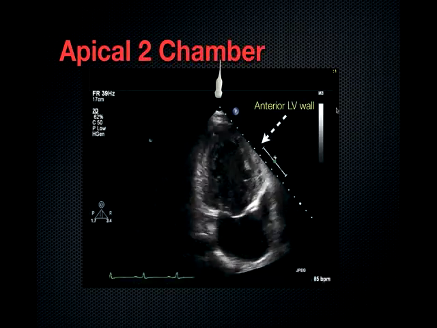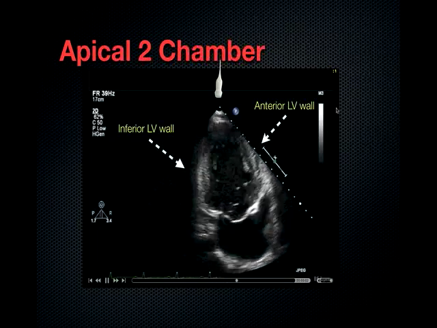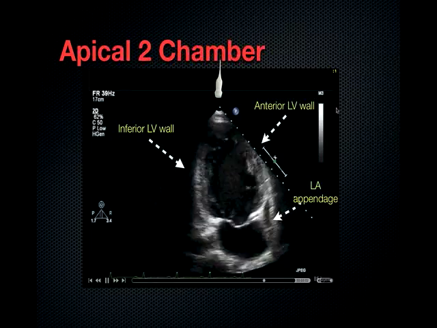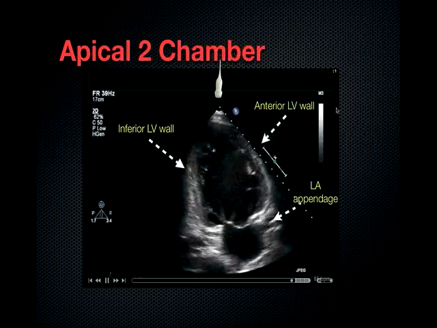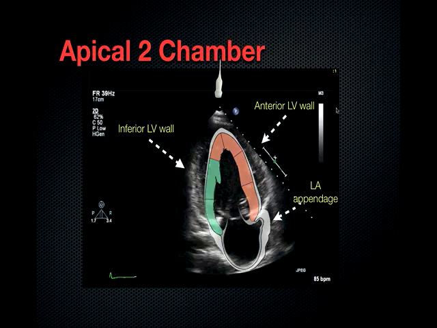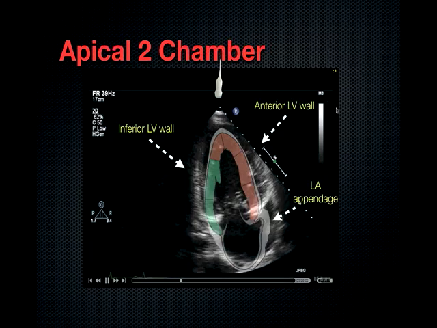And this is important because if you're suspecting inferior wall infarcts or you're looking for gross wall motion abnormalities, you would not necessarily see the inferior wall very well in the apical 4-chamber view. So you do need to turn to look at that inferior wall. Here are the different vascular territories, the LAD, circumflex.